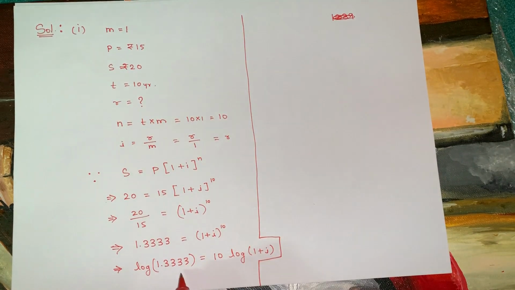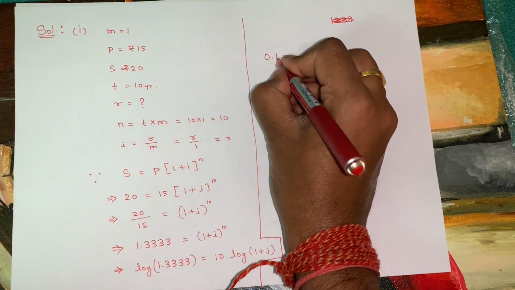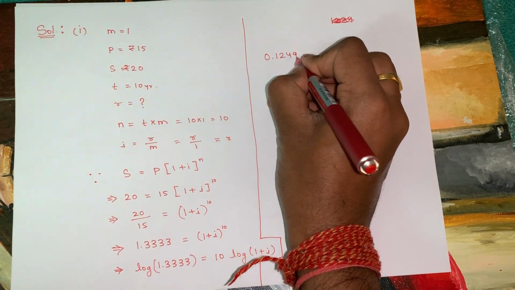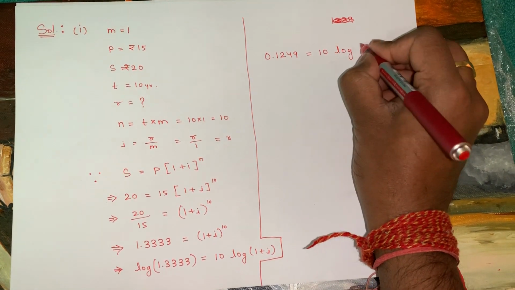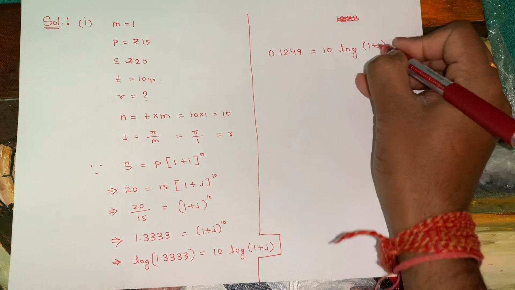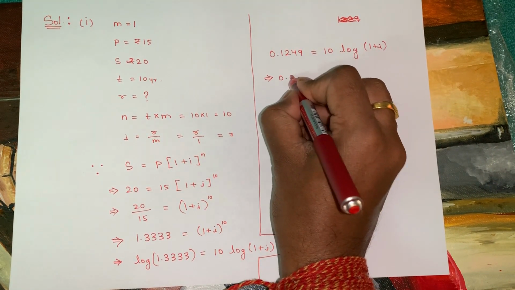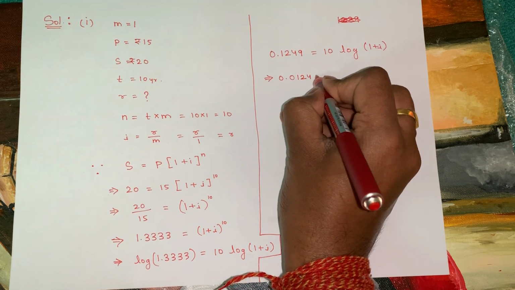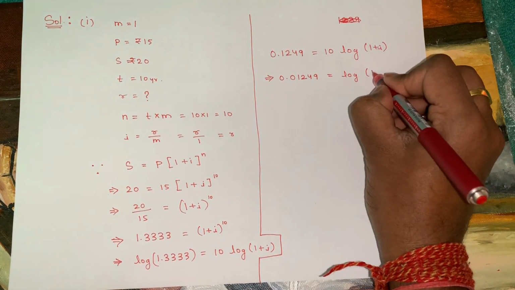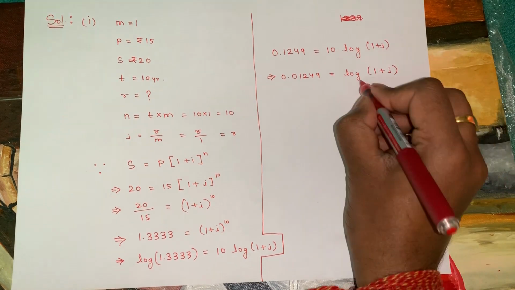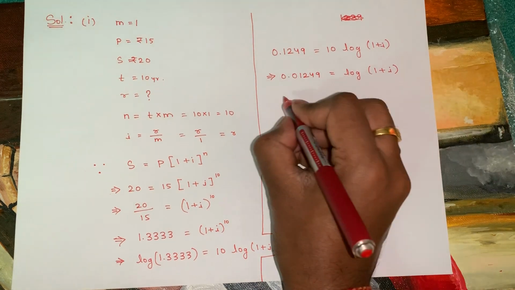So we got the value of log 1.3333, which is 0.1249 is equal to 10 log (1 plus i). Now we divide by 10 here, so it makes it 0.01249 is equal to log (1 plus i). Now we need to remove log here, so what we do is we multiply by antilog on both the sides.